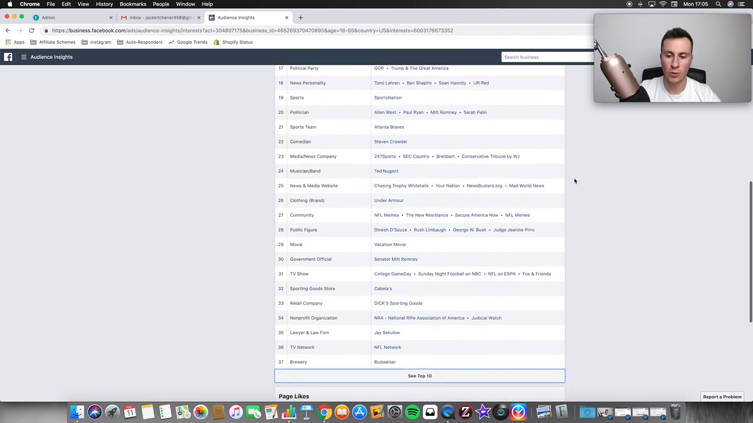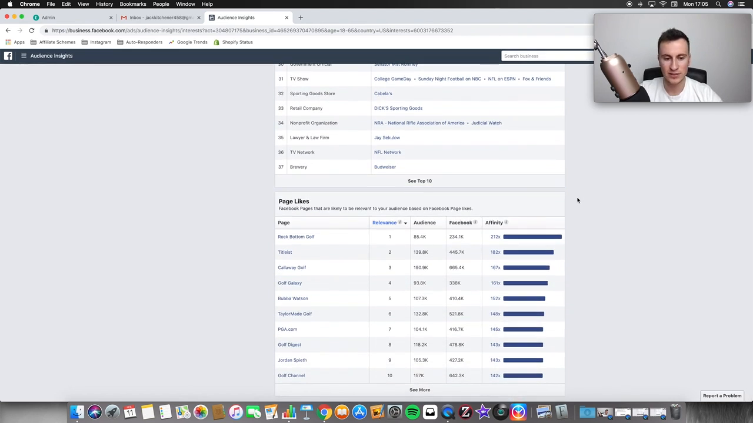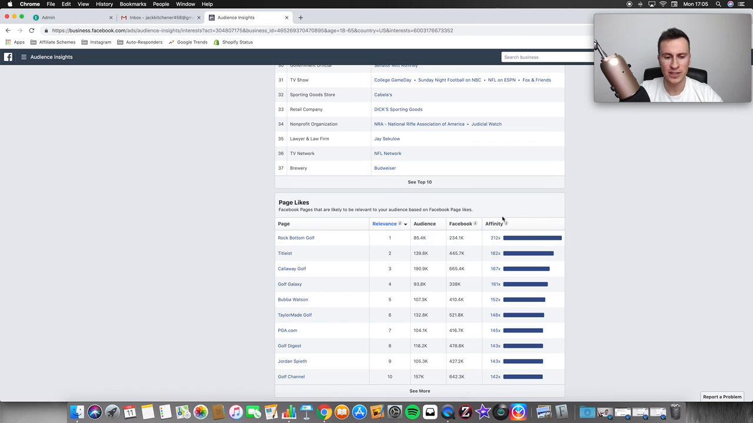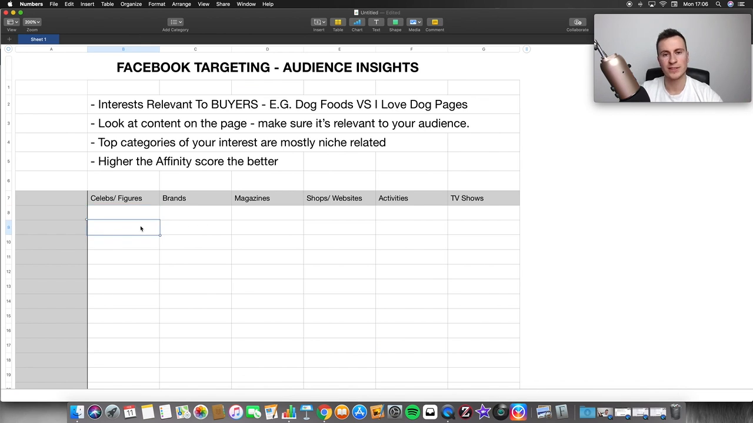Another way to back that up is if you go down to the page likes section and look at the affinity scores: they're 212, 182, so much higher than that previous interest I showed you, but these are still quite low. We want to try and find ones that have affinity scores of over 1,000. So in other words, Tiger Woods doesn't go on my list. When I come across an interest that I like the look of, I would come back on here and put it on my list.